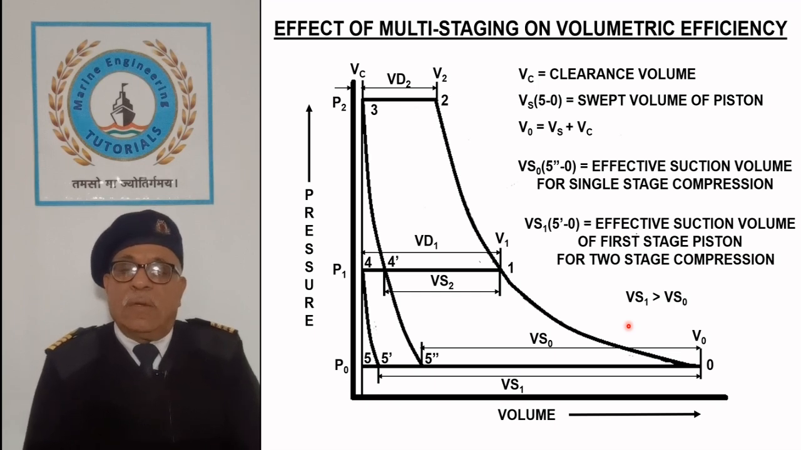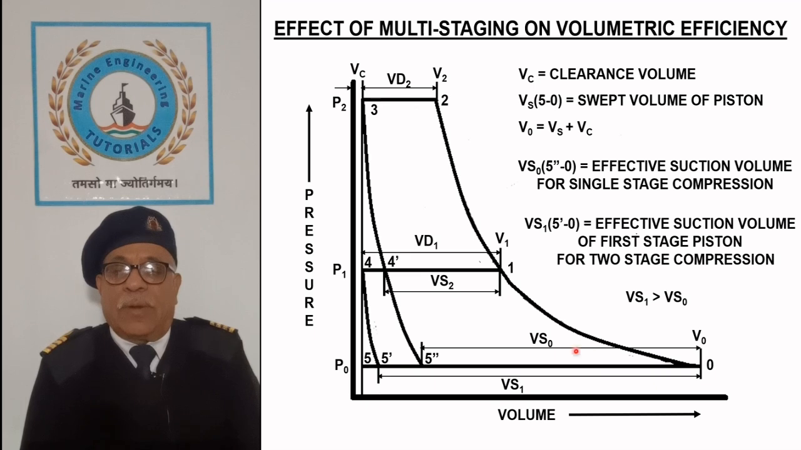We can see that effective suction volume Vs1 of first stage piston for two-stage compression is larger than effective swept or suction volume Vs0 of single stage piston. Thus the volumetric efficiency of a multi-stage compressor is higher than single stage compressor working within the same pressure limit.